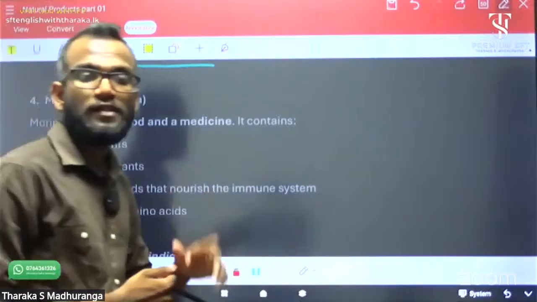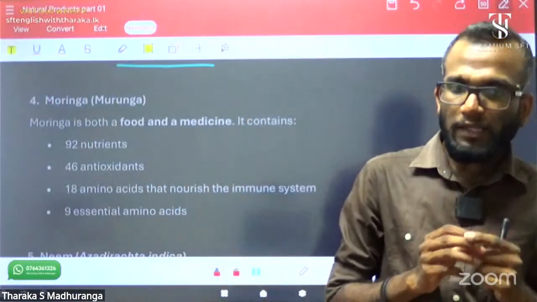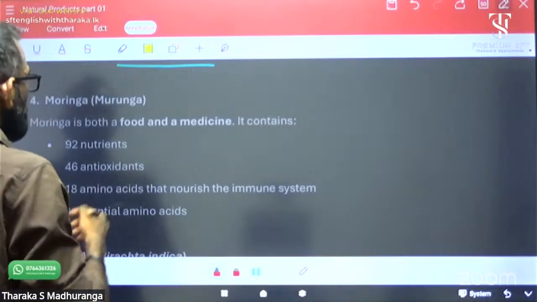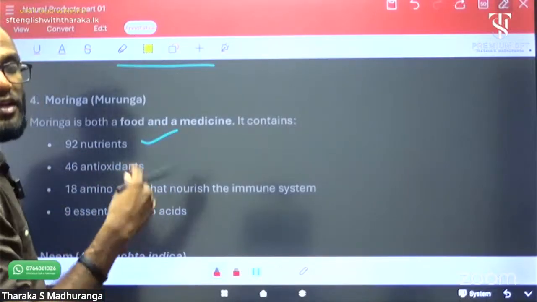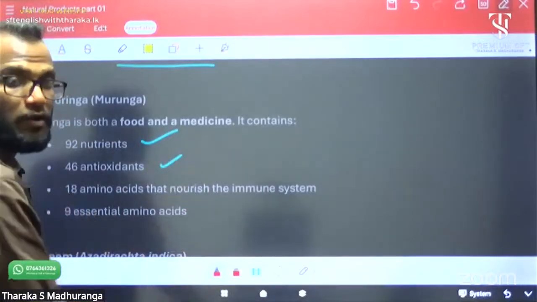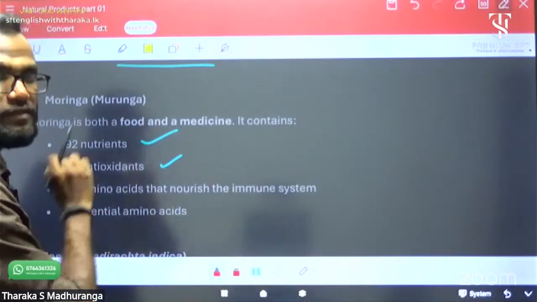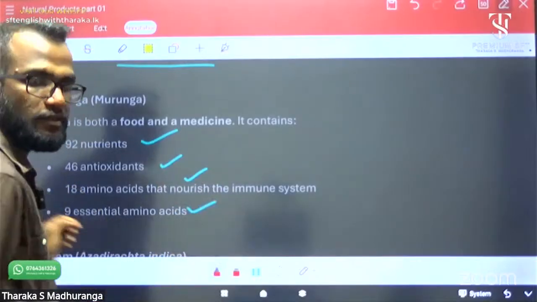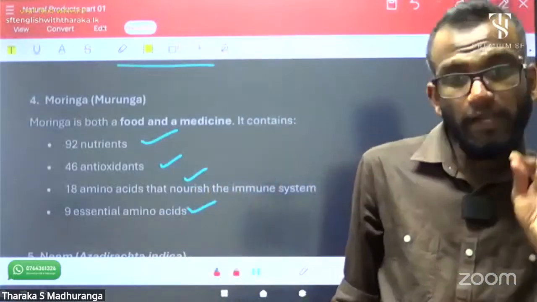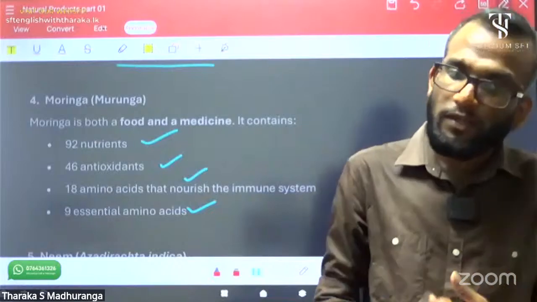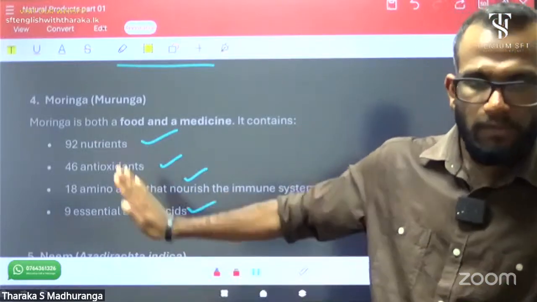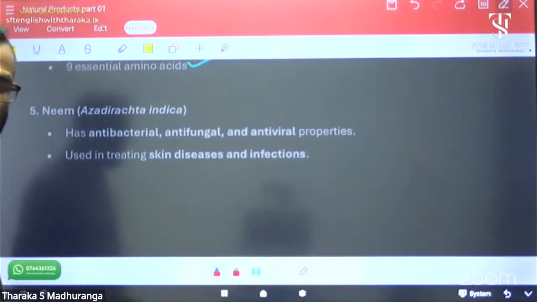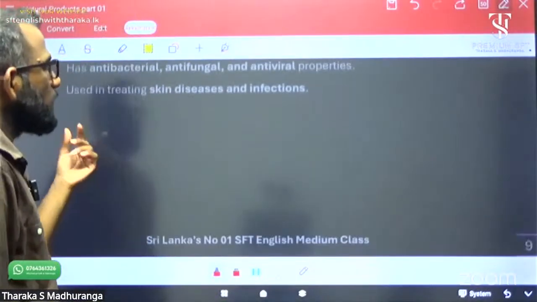In the 2025 exam, they asked about moringa. Moringa is both a food and a medicine. It contains 92 nutrients, 46 antioxidants, and 18 amino acids, among them 9 essential amino acids. Essential means we can't produce them in our body. That was what was asked. Remember, keep some idea, right? Neem has antibacterial properties, that's the main one, and is also used for skincare.